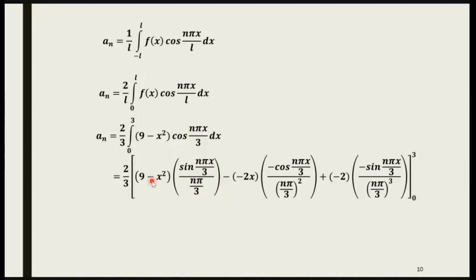After that, go on differentiating the u function. So 9 minus x square, its derivative is minus 2x, the derivative of minus 2x is minus 2, and the derivative of minus 2 is 0, so we have not written the terms after that.